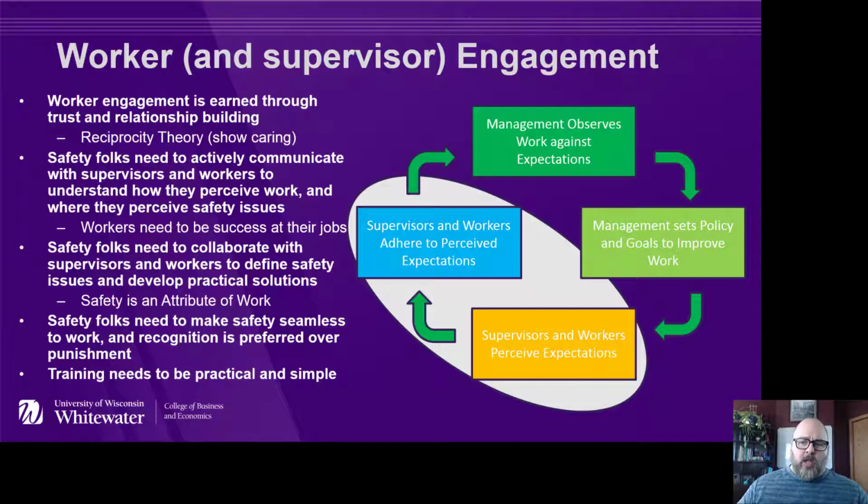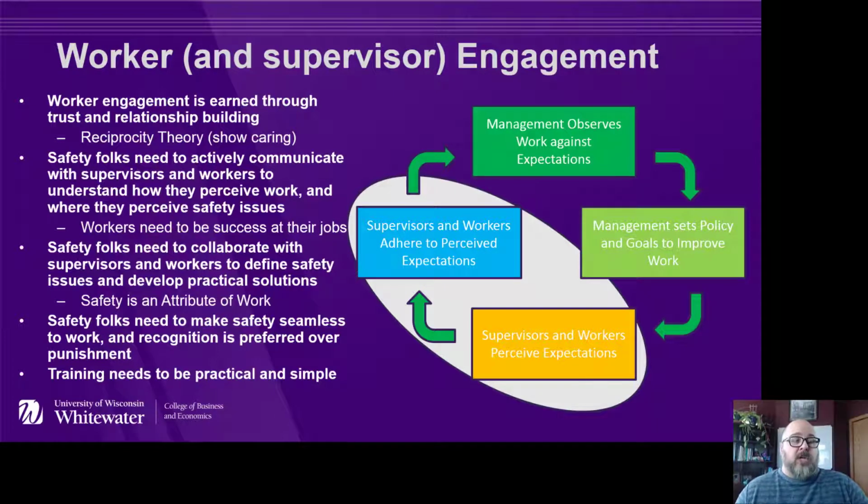A lot of people think, well, let's make objectives. We'll write actual goals, and then workers and supervisors will follow it. But the problem is the communication lines are not always clear. And so worker engagement is earned through trust and building. So that's where we start.